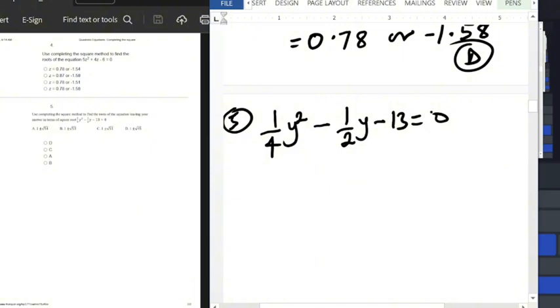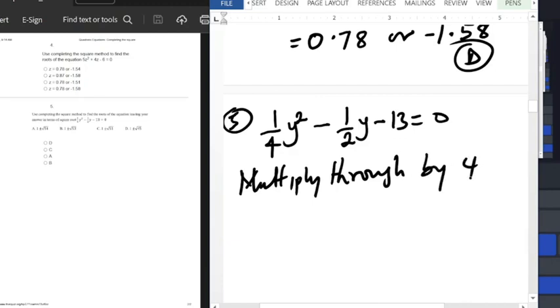The first thing we need to do here is to remove the fractions. So what are we going to do? Find the LCM of the denominators here. The LCM is 4, that's the first step. Then multiply through by 4. This will then give us y squared minus 2y minus 4 times 13, which is 52. So minus 52 equals 0.